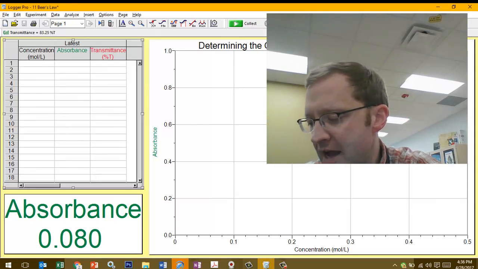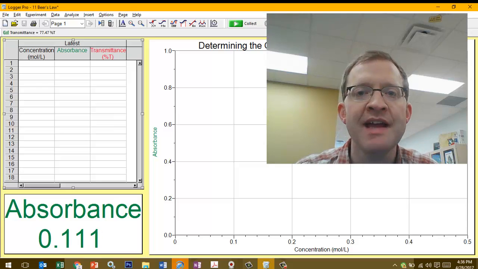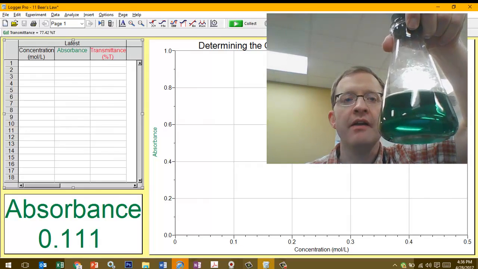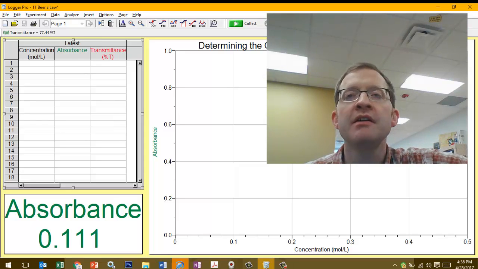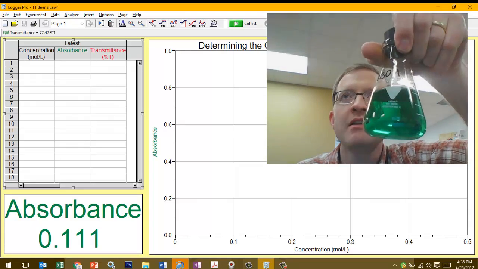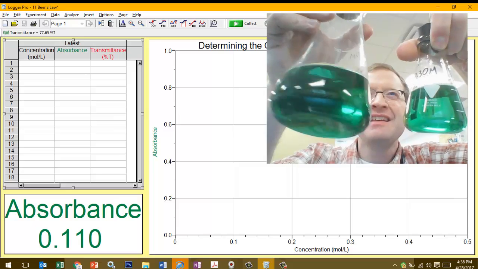So what I've got here is several green solutions that I've watered down. I'm just going to show them to you real quick. This is our original darkest stuff. Okay, that's my dark green solution. We're calling that about a 0.4 molar. Then I watered that down a bit to a 0.3 molar. So you can tell these side by side, they're pretty similar, but this is a little darker.